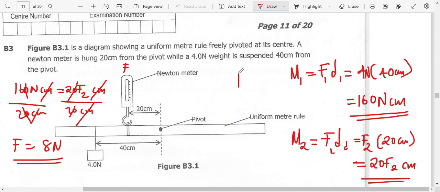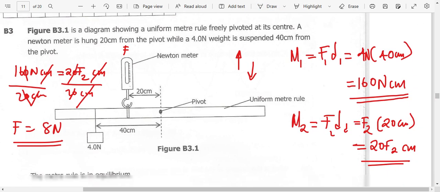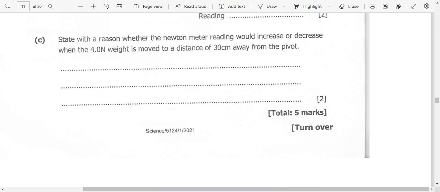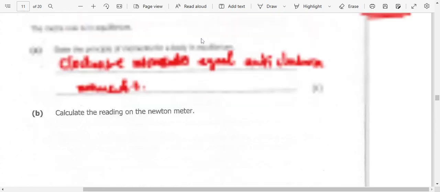Yes. So always consider that the moments going up should be equal to the moments coming down. That is the same as clockwise equal to anti-clockwise moments. Okay, state with a reason whether the Newton meter reading would increase or decrease when the 4 kg weight is moved to a distance of 30 centimeters away from the pivot.